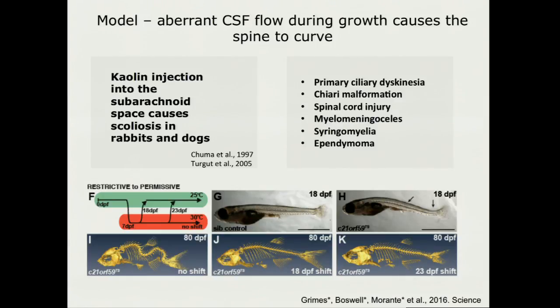So we think spine straightness and maintaining a straight spine during growth is a relatively dynamic process which requires CSF flow for that period. And if you do begin to curve, you can potentially re-straighten out if your CSF flow is restarted.